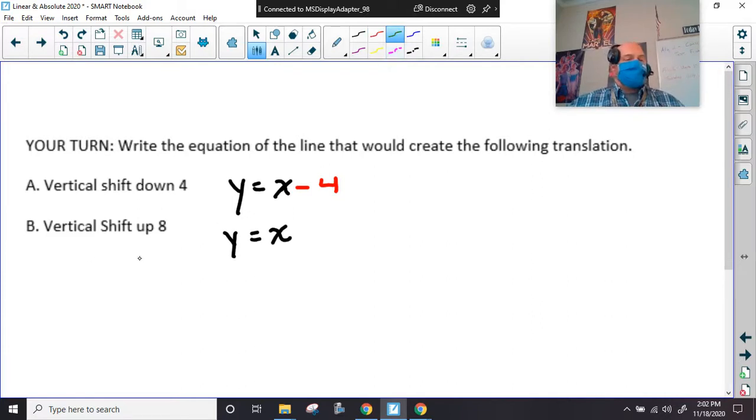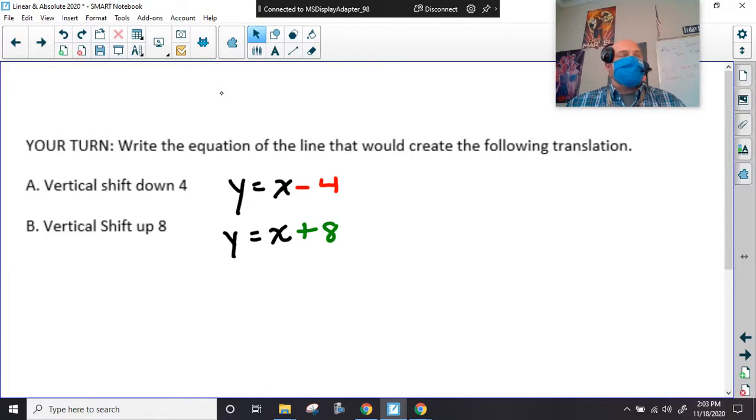On B, it says a vertical shift up 8. So all we have to do is just plus 8. Pretty easy. Very rarely have we ever had people mess up on the linear translations. It has happened, but very rarely.